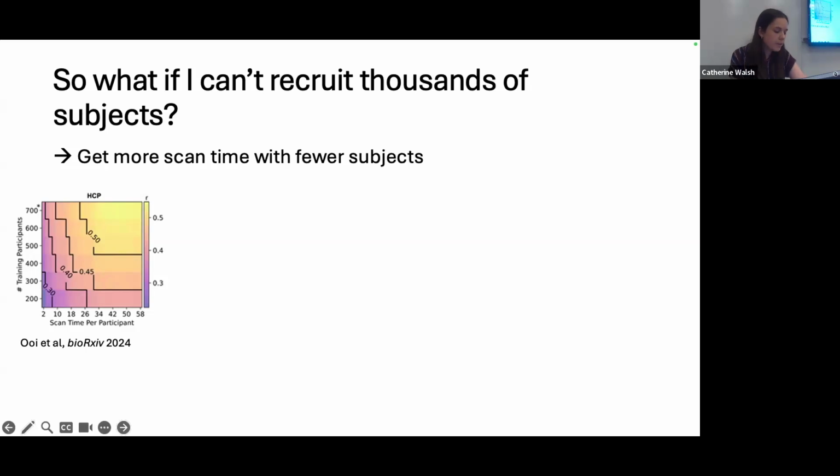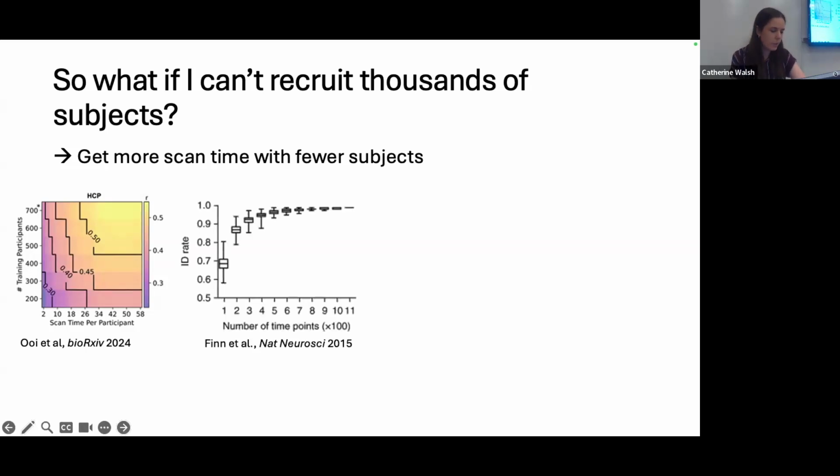time. An earlier study showed a similar effect with fingerprinting. This is an analytic technique, which is slightly different from brain behavior correlations, but essentially is, given some sets of data, can I tell your brain scan from my brain scan? And they showed that you are able to do this with better accuracy as you get more scan time.